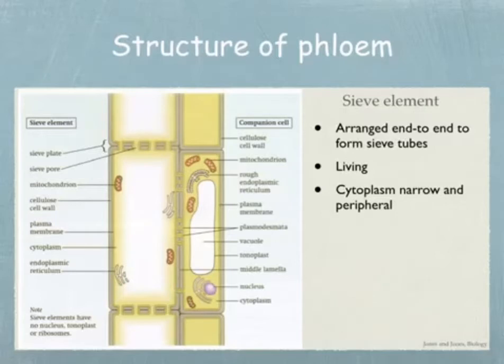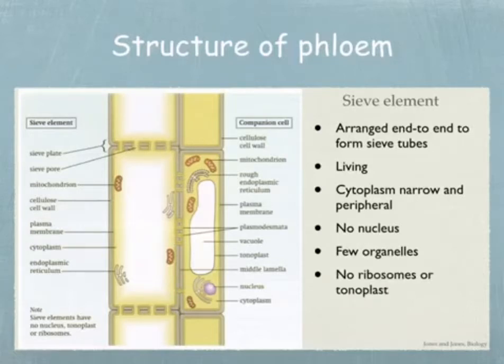Within the cytoplasm you can see mitochondria and a modified form of endoplasmic reticulum. However, they don't have nuclei. So they've got very few organelles, and the nuclei and the other structures are broken down in order to make the sieve tubes more hollow and so reduce resistance to the flow of liquid in them. So they've got no ribosomes and no tonoplast. They do have phloem proteins though.